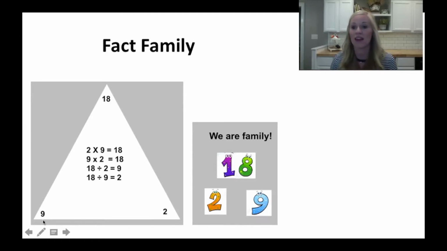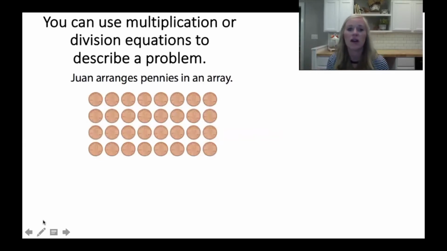So the thing that I've noticed here is just that those 3 numbers are staying the same. And that's the relationship between those multiplication and division equations. So we can use these multiplication and division equations to describe a problem. So for instance, one arranges pennies in an array. So this array looks very similar to that array we just saw.